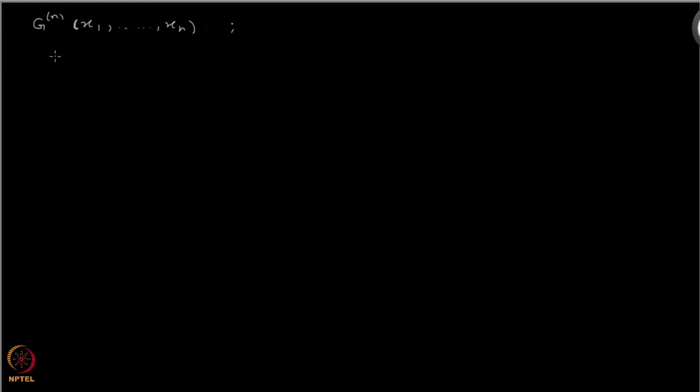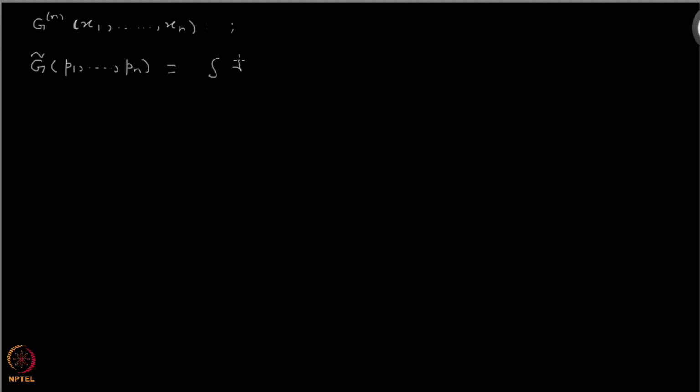So, let me first define the Fourier transform of this object. This is a function of n variables x1 to xn. So, I define the Fourier transform g tilde of p1 to pn by Fourier transforming each of the variables.